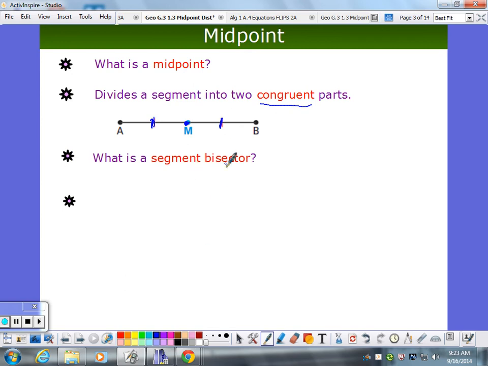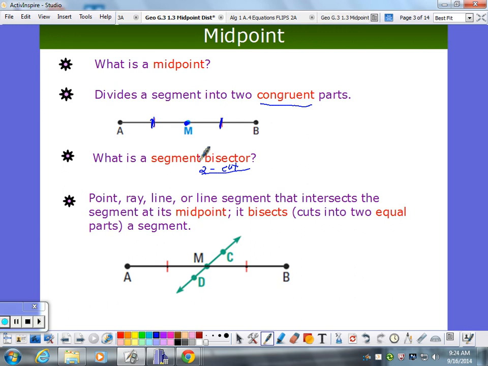Okay. What's a segment bisector? A sector is like a section, right? A cut. And bi means two. So you're cutting it in two, but it's more than just cutting it in two. You're cutting it into two congruent pieces. So a segment bisector is something that cuts through a segment, and it makes a midpoint at that point of intersection.